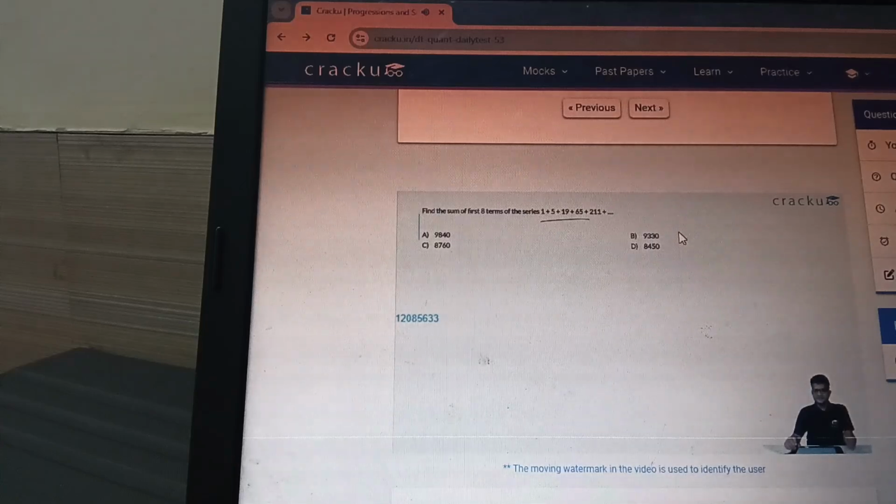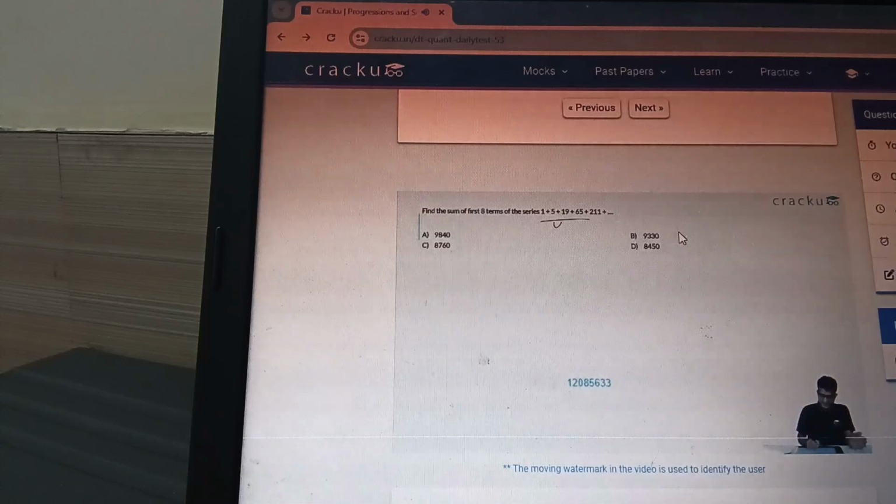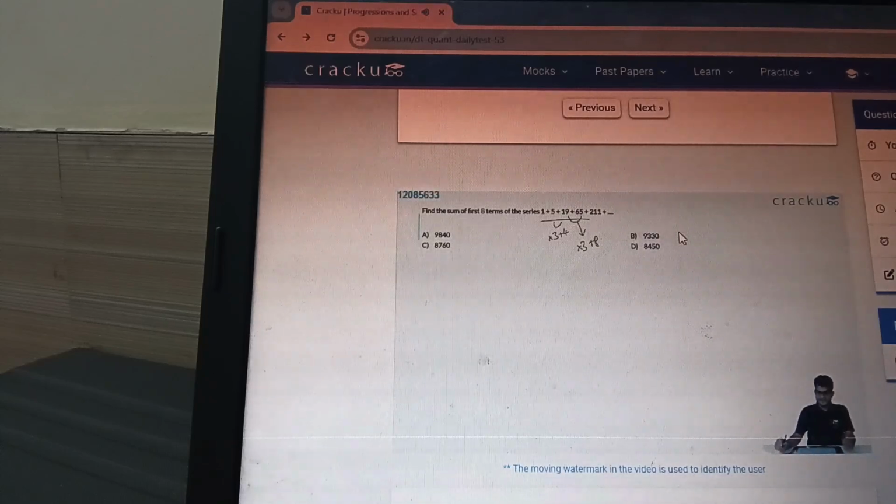If you are trying to find some sort of a pattern, you will notice that 5 to 19, you can look at it in 2 ways. It is either into 4 minus 1 or into 3 plus 4. From 19 to 65, again this is into 3 plus 8. 19 into 3 is 57 plus 8 is 65.